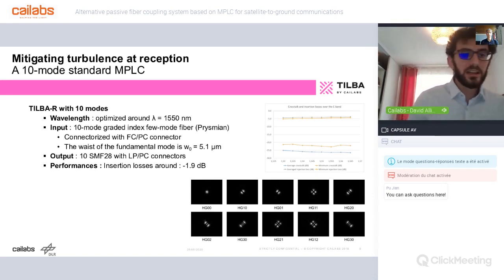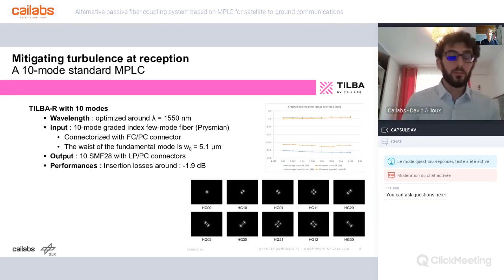So more concretely, what did we use? What is the component we worked with? It's a 10-mode demultiplexer. It was designed around 1550 nanometers. And when I say it's relatively standard and easy to integrate, it's because we have here a multimode fiber that is a precision graded flexible fiber. So it's something that you can buy off the shelf.